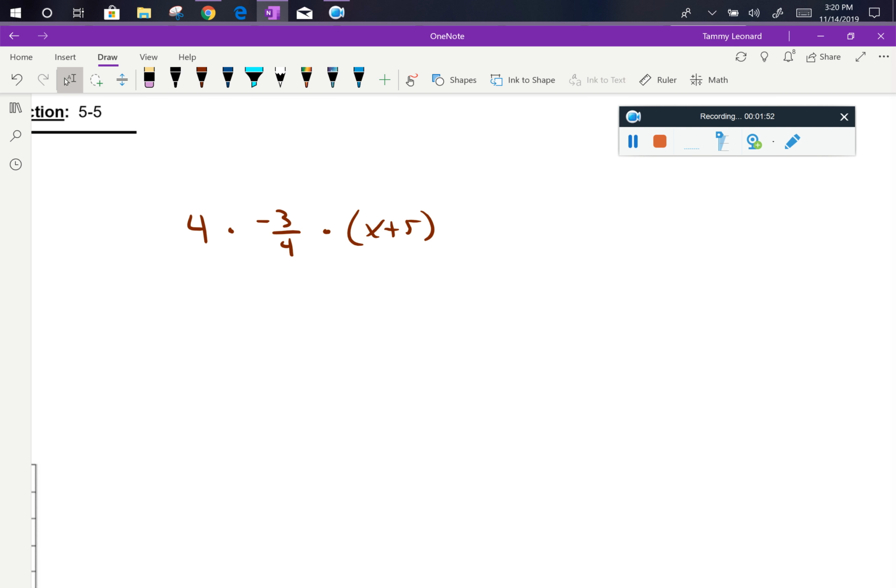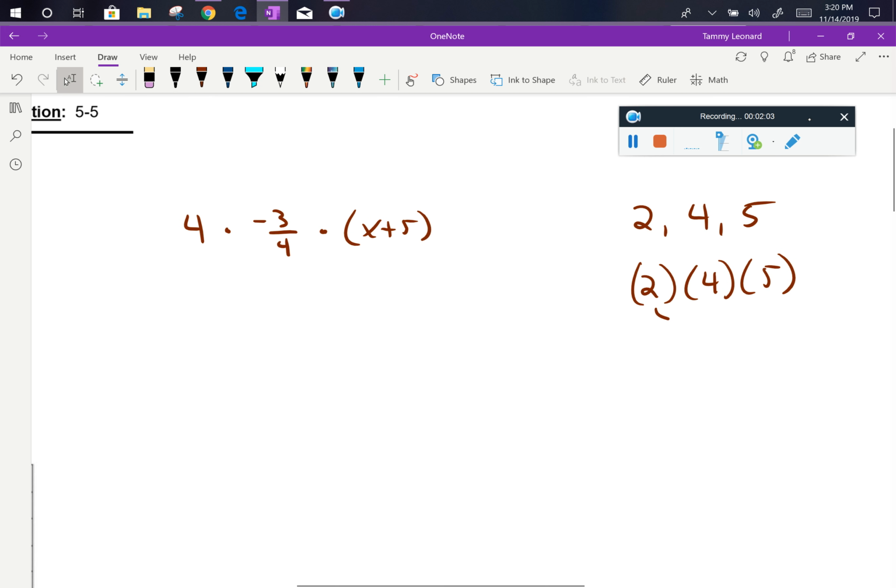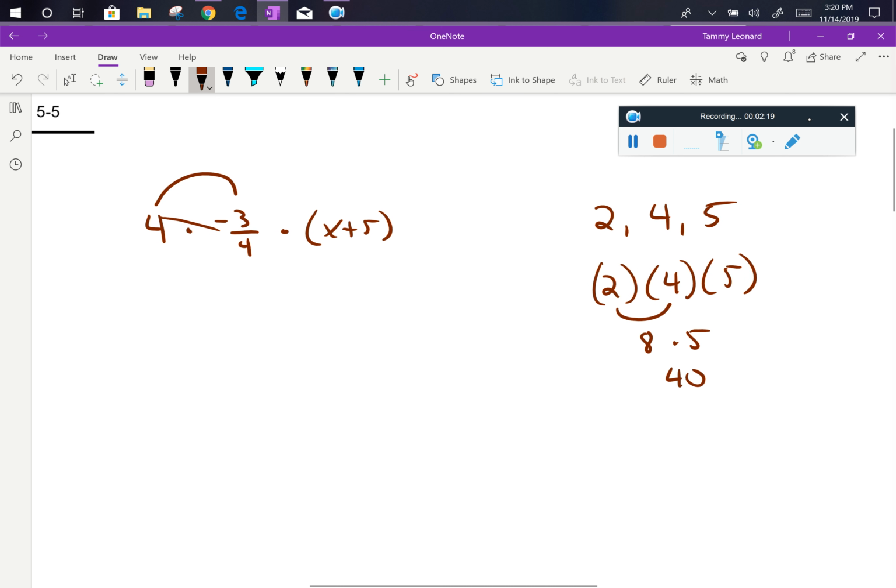If I gave you three random numbers, like 2, 4, and 5, and I asked you to multiply them, 2 times 4 times 5, you would probably say, well, 2 times 4 is 8, and 8 times 5 is 40. And you'd be right. And I need you to apply that same thinking in this problem. We're going to do 4 times negative 3/4 and get an answer. I hope you're going to realize that those 4's cancel each other out. That's why we multiplied by 4 in the first place.